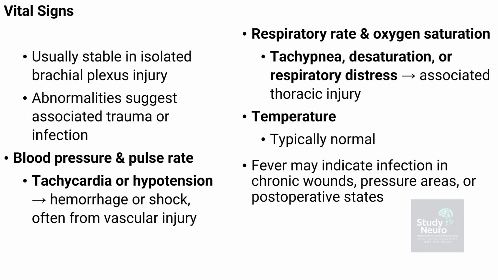The respiratory rate and oxygen saturation are equally important. Rapid breathing, low oxygen levels, or visible respiratory distress could suggest a chest injury that needs urgent attention. Temperature is typically normal in acute brachial plexus injuries, but a fever may develop if there's an infection, whether from chronic wounds, pressure areas, or after surgery. Monitoring these vital signs helps you identify hidden problems early and guides the next steps in management.